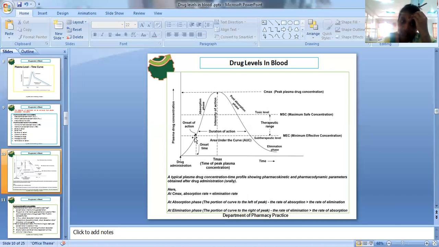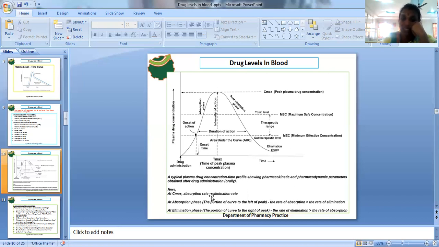In the absorption phase, the portion of the curve on the left side of the peak, the rate of absorption is much greater compared to the rate of elimination. There is practically no elimination there. Here is the lag period, and here is the absorption phase. In this graph, the rate of absorption is greater because there is no elimination.